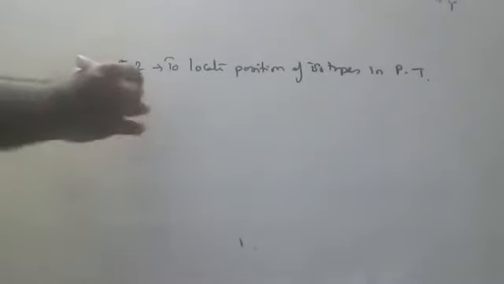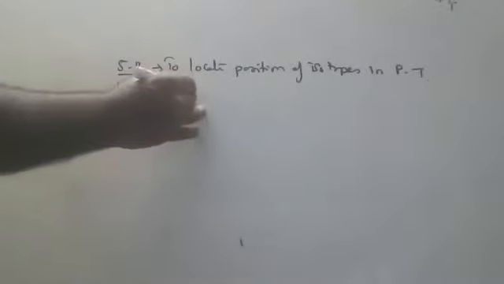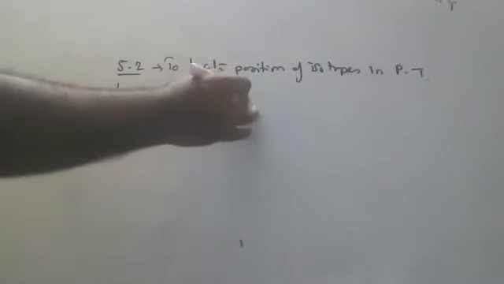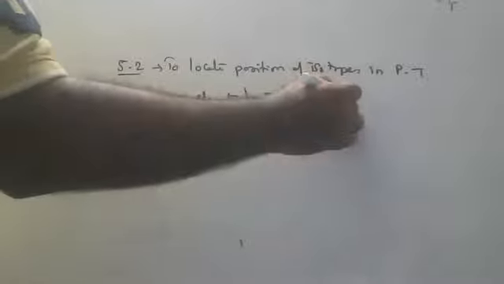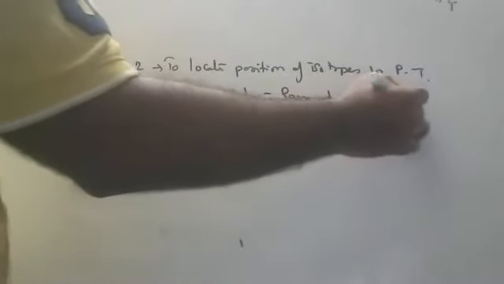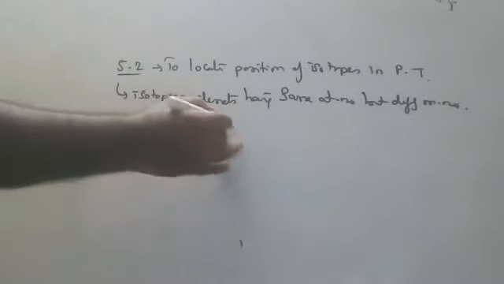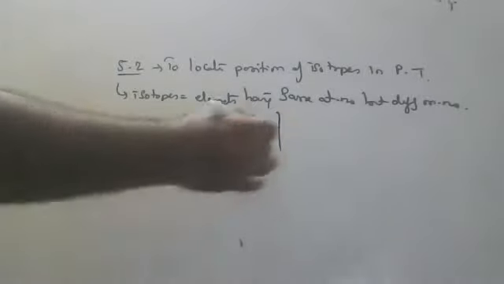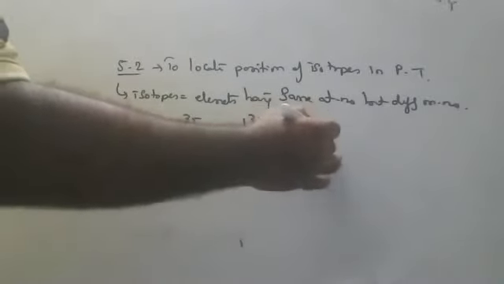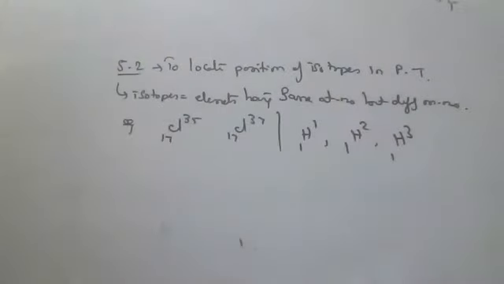Okay, children, what are isotopes? Please write down the definition. Isotopes means elements having the same atomic number but different mass number. Please write down. Example: chlorine 17-35 is there. Chlorine 17-37 is there. Please mute your audios. 1H1, 1H2, 1H3.